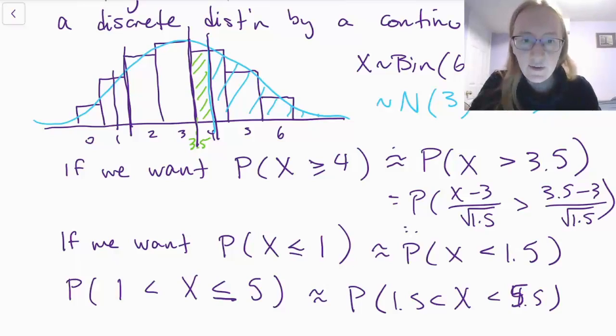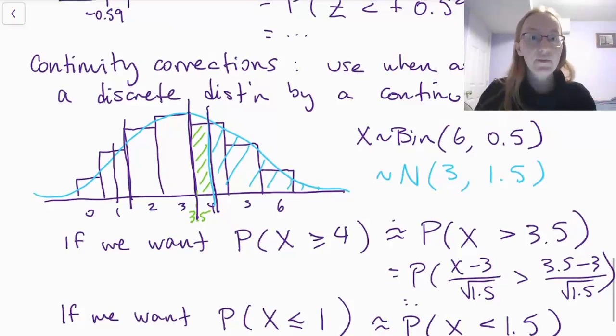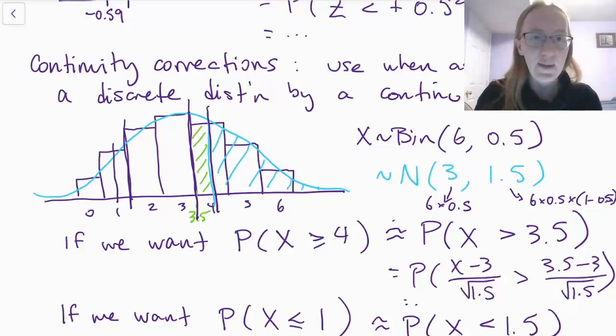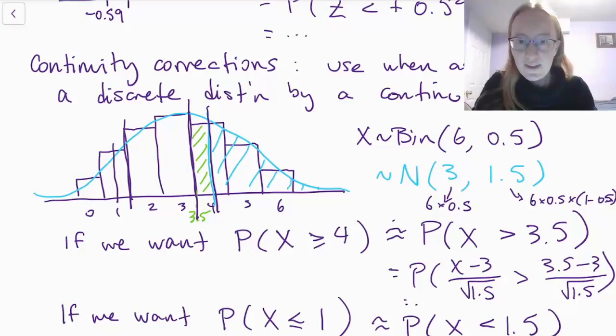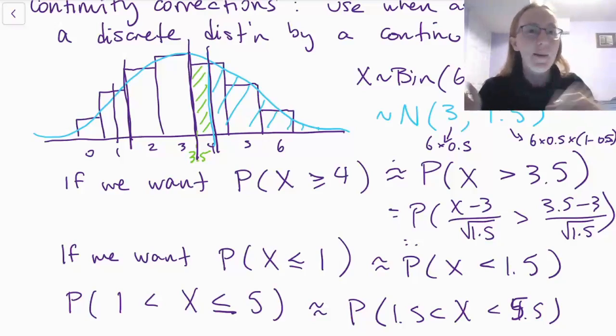Person who asked that question, is that okay? Oh, how did I get normal 3, 1.5 again? Yeah, no problem. I'm going to scroll down here. Because x was binomial, the mean is 6 times 0.5, because it's np. And the variance of a binomial is 6 times p times 1 minus p. So that's where those came from, because we had a binomial to start with. So hopefully that makes sense, and thanks for asking the question. Again, continuity corrections are not a huge deal, but they do help with the accuracy when you're approximating a discrete distribution by a continuous one.